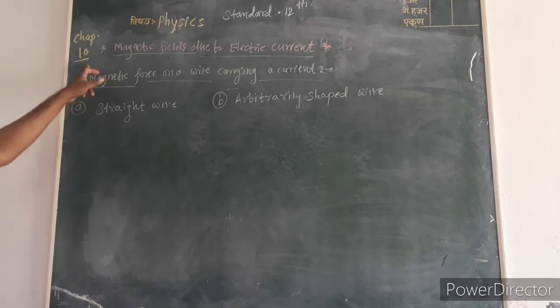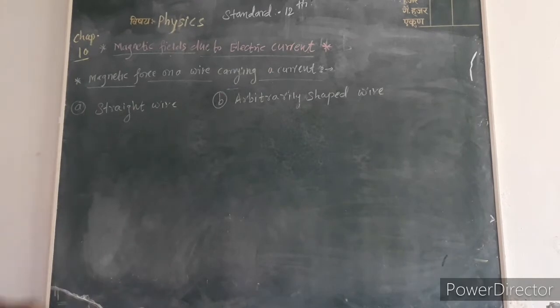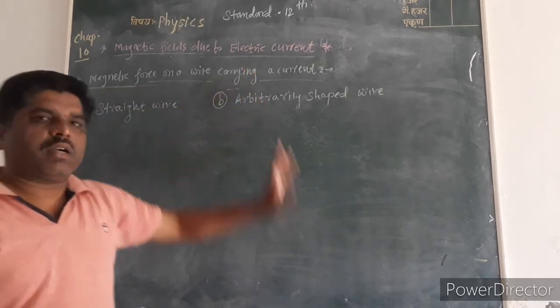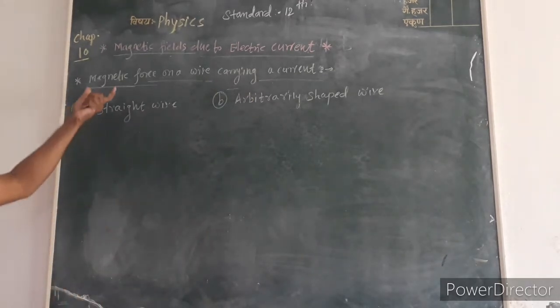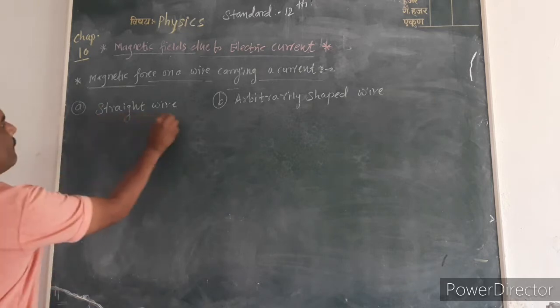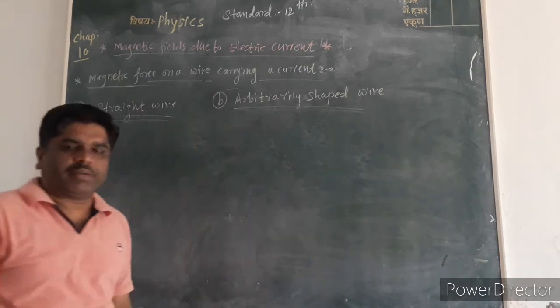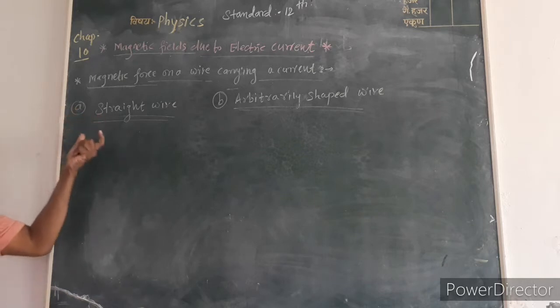Chapter number 10, magnetic field due to electric current. Today we discuss the magnetic force on a wire carrying a current. This wire may be a straight wire or an arbitrarily shaped wire. First, we discuss the case where the shape of the wire is straight.